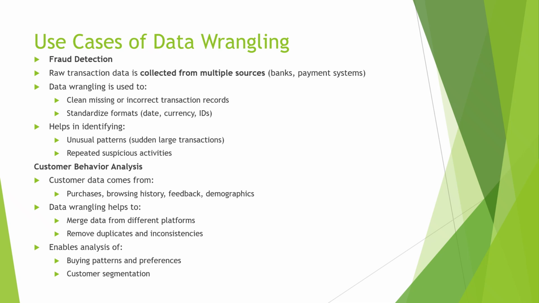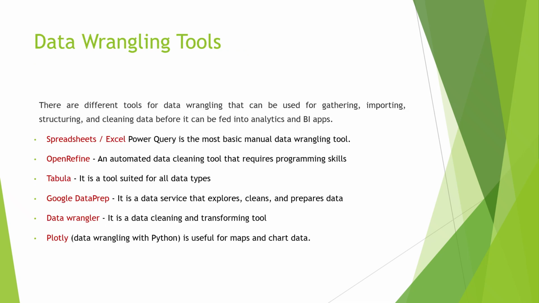This processed data enables the identification of unusual patterns such as sudden large transactions or repeated suspicious activities, which may indicate fraudulent behavior. In customer behavior analysis, data is gathered from various sources, including purchase history, browsing activity, customer feedback, and demographic details. Data wrangling is used to merge this data from different platforms, remove duplicates, and resolve inconsistencies.